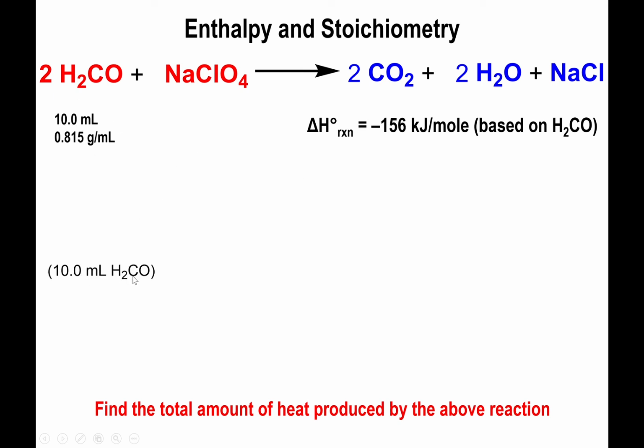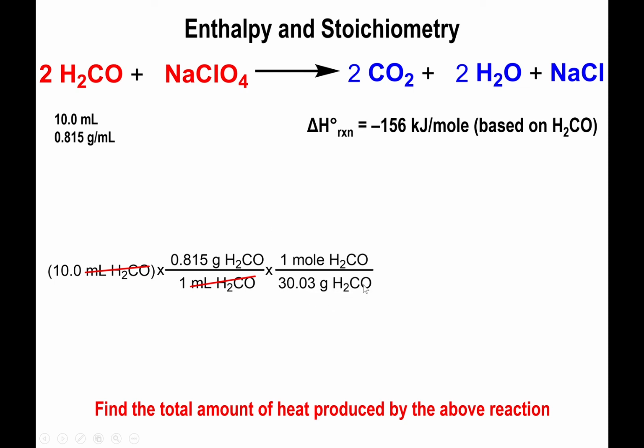So starting with the 10 mLs of H2CO, we can use the density to switch over to mass. We have mLs on top, so we're going to place mLs on the bottom. The 0.815 grams go on top, so the mLs cancel out. Now the grams of H2CO can be changed to moles using the molar mass of H2CO, which happens to be 30.03 grams. So the grams cancel out, and now you end up with moles of H2CO. Now here is the kicker. You've seen this type of conversion before, going from volume to mass, from mass to moles. But here's what's semi-new.